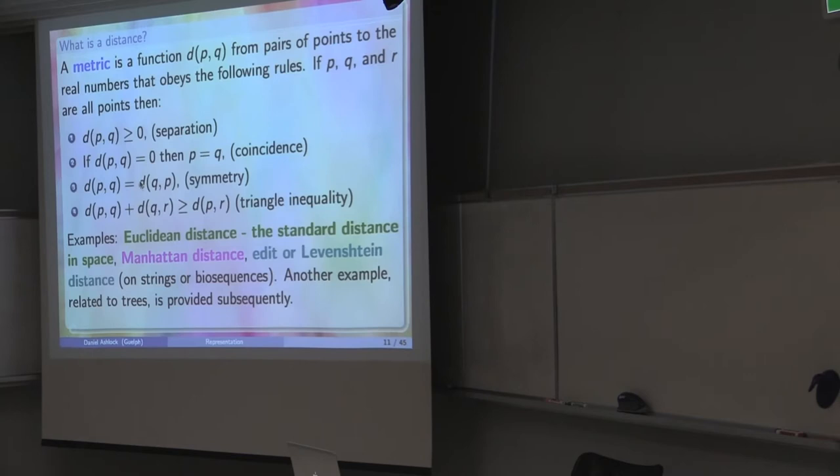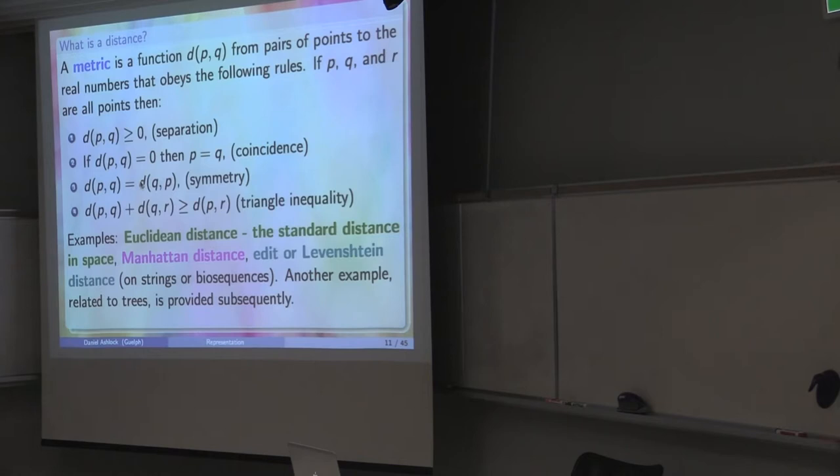Okay, so a metric is a function, d of p, q, from pairs of points to the real numbers, that obeys the following rules. If p, q, and r are all points, then distances can't be negative. If the distance from a point to another point is zero, they have to be the same point. The distance from A to B has to be the distance from B to A, and if you go around two sides of a triangle, you went at least as far as going around the third side of the triangle. These are the rules that make something a distance measure, at least from the point of view of mathematicians.